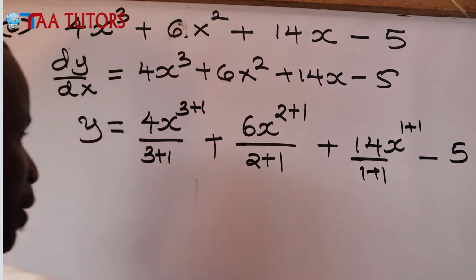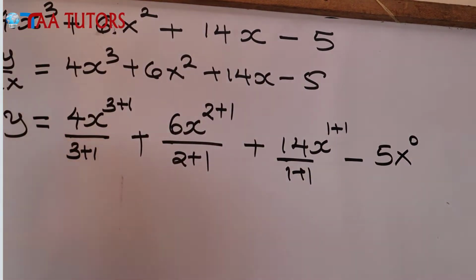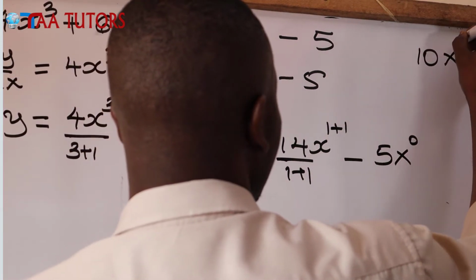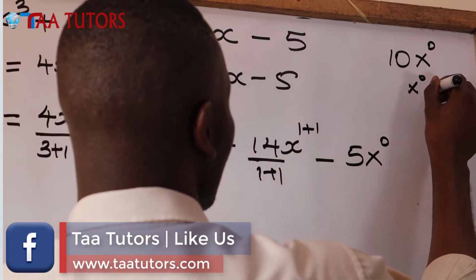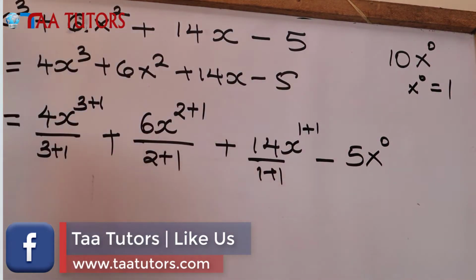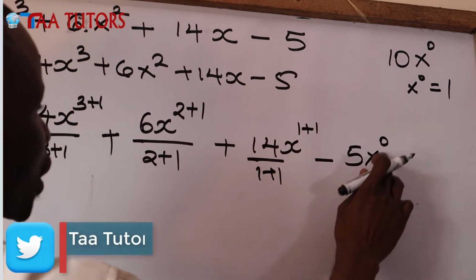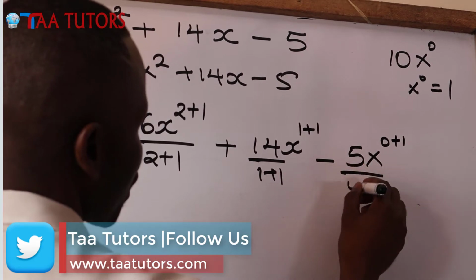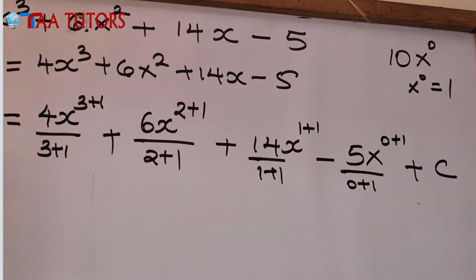5 is the same as 5x to the power 0. That is what I want you to know, because any number, say 10, can be written as 10x to the power 0, because x to the power 0 is always 1. So if you have 5, it is the same as 5x to the power 0. So we add 1 there, then divide by 0 plus 1. Then finally plus the arbitrary constant c.